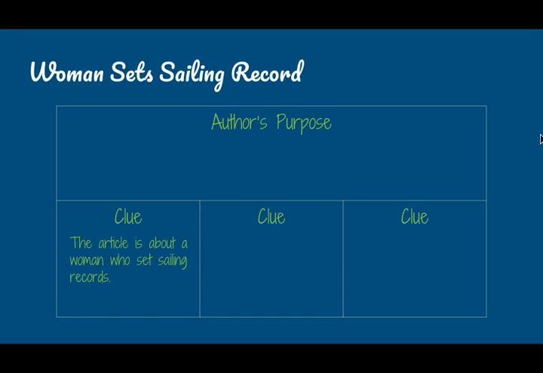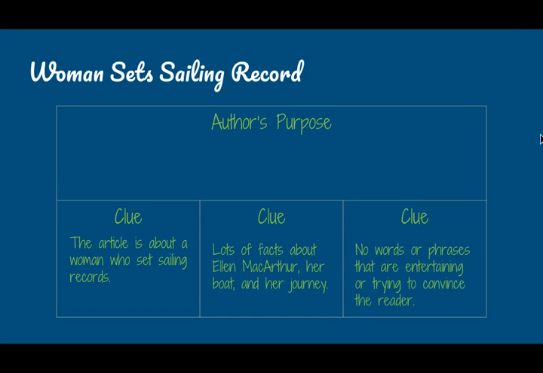So the main topic of this passage is that the article is about a woman who set sailing records. Next, we see that there are lots of facts about Ellen MacArthur, her boat, and her journey. However, we do not see words or phrases that are entertaining or that are trying to convince the reader of something. So with all of that, we can decide that the author's purpose with this article is to inform the reader.